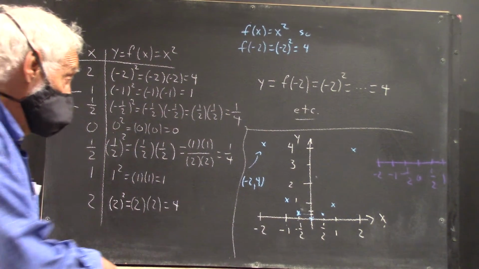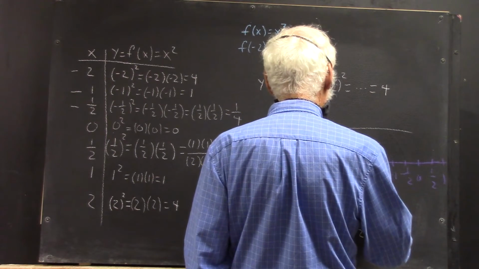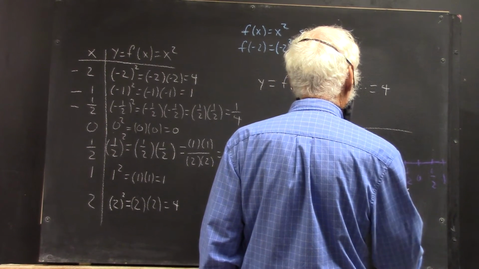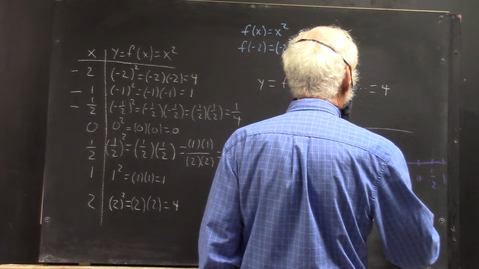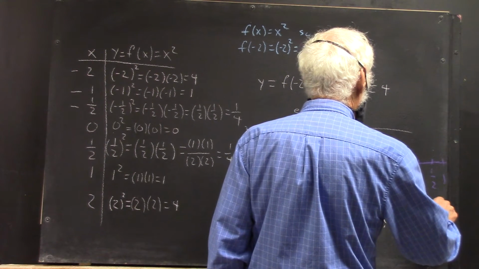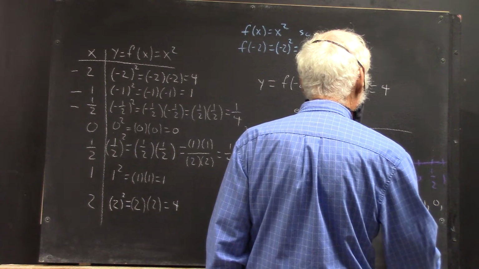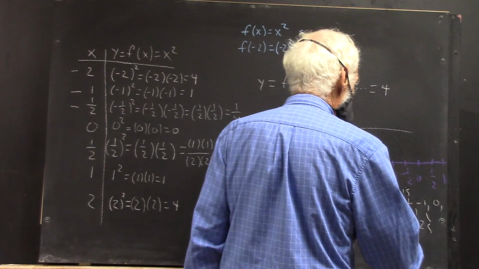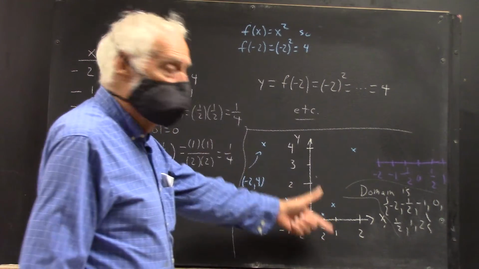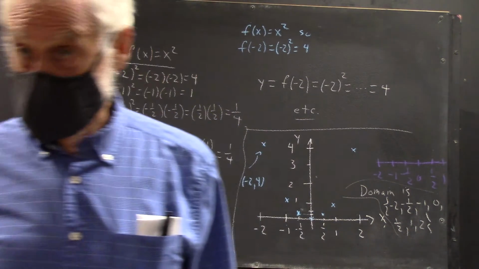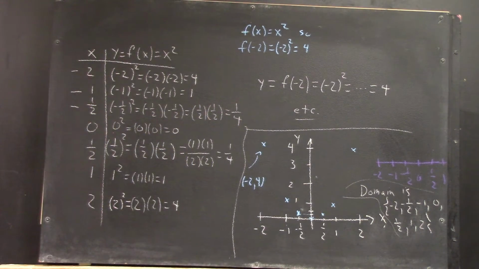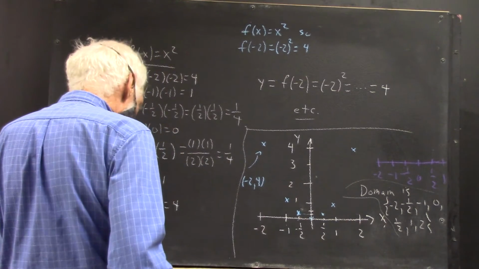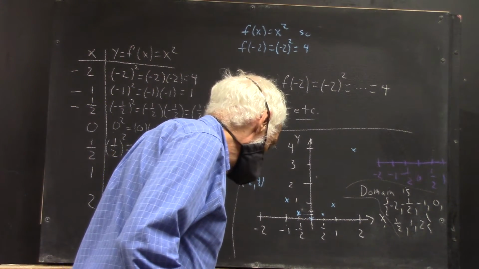Now, the domain is the set negative 2, negative 1, negative 1/2, 0, 1/2, 1, 2. The domain is a set of points, the set of the x values that are represented on your graph. Okay? Now, there's another way to write this domain. Well, there's another function. It's got the same formula, but it's got a different domain.